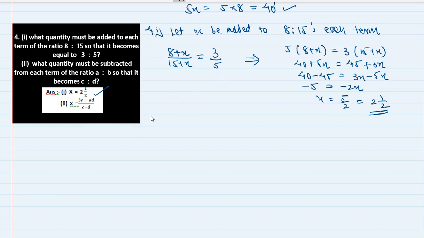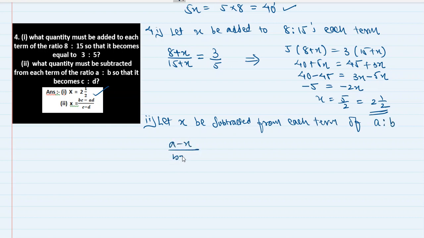Simple. Next question. Second. What quantity must be subtracted from each term of the ratio A is to B so that it becomes equal to C is to D? Great. Let x be subtracted from each term of A is to B. So we get A minus x upon B minus x. And then the ratio becomes C by D. C is to D or C by D.